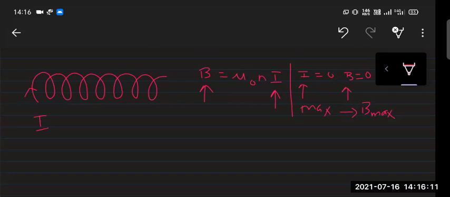We also know that if you change magnetic flux, an EMF will be induced. So you can induce a current by simply changing the magnetic flux inside this coil.